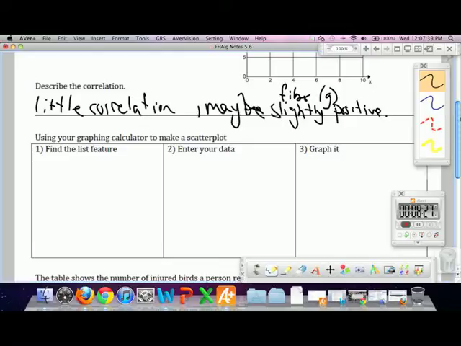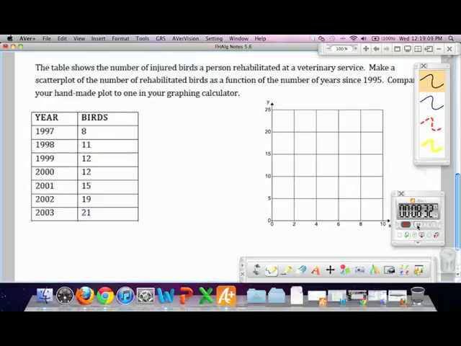I'm going to make an extra column here that says years since 95. If we're in 1997, how many years has it been since 1995? 2. How about 98? 3, 4, 5, well, I get the pattern. 8. Okay, so on your scatter plot, what's going to be on the x-axis and what's going to be on the y-axis?